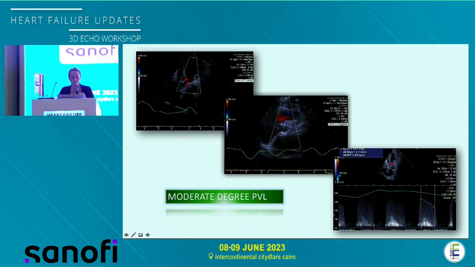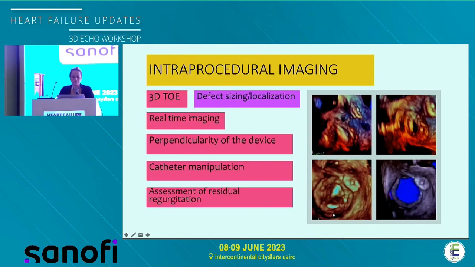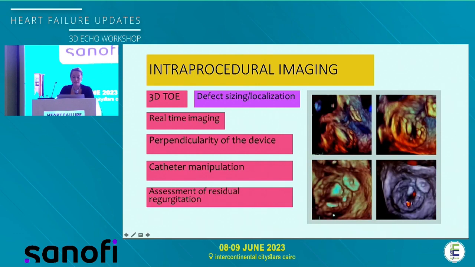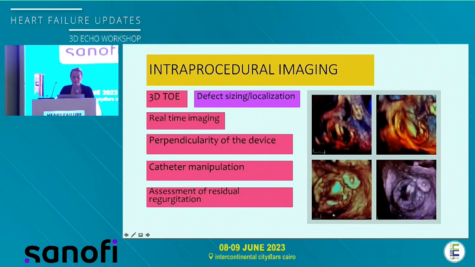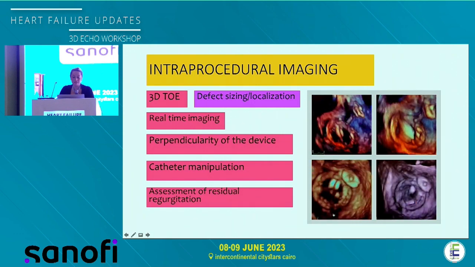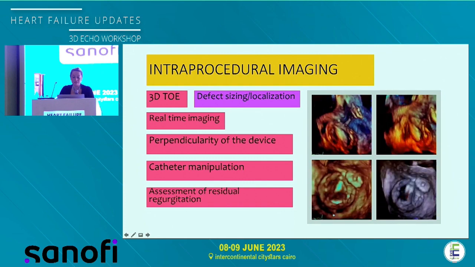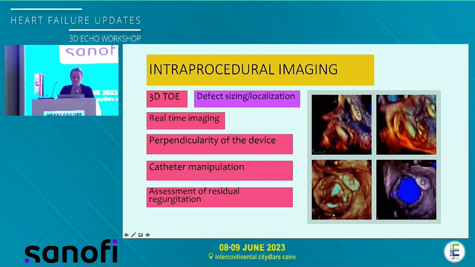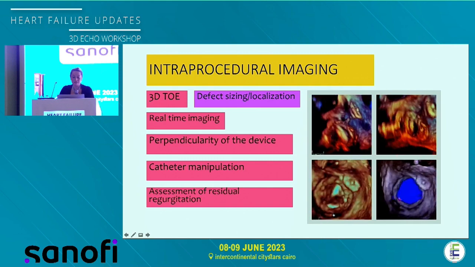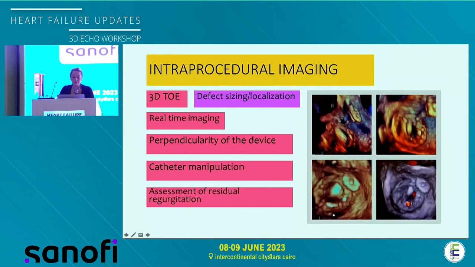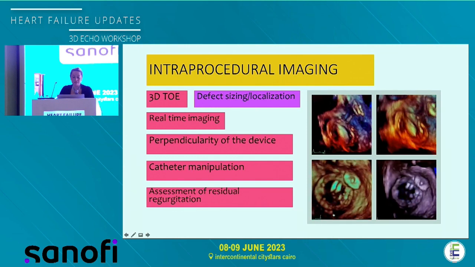And of course, paravalvular leak is really something very bad. Why? Because it makes symptoms, particularly after TAVR. If you don't have a native valve aortic regurgitation, and if you have mild to moderate aortic regurgitation at the end of the procedure, the patient gets slowly symptomatic.